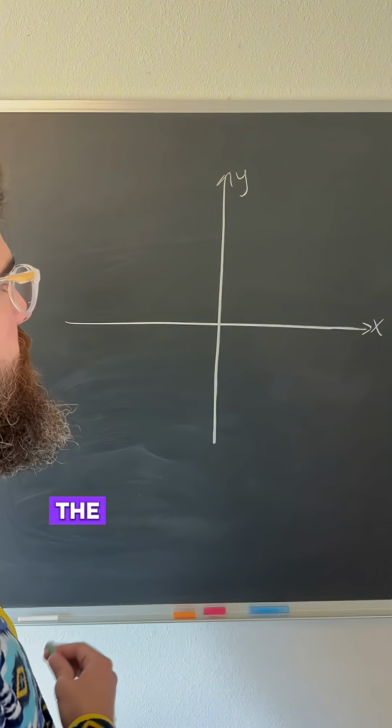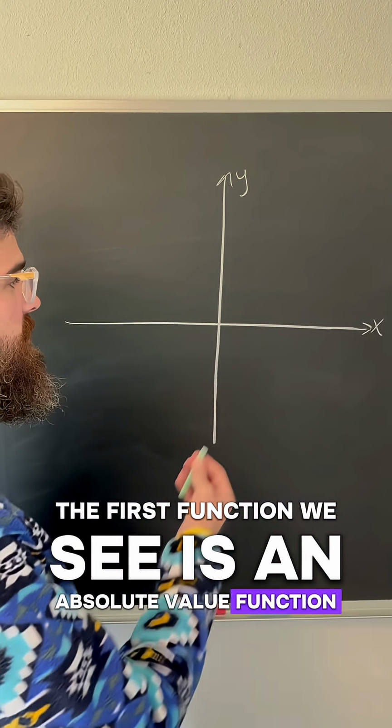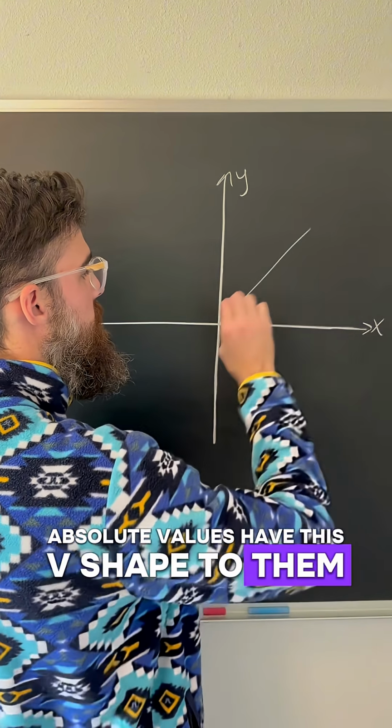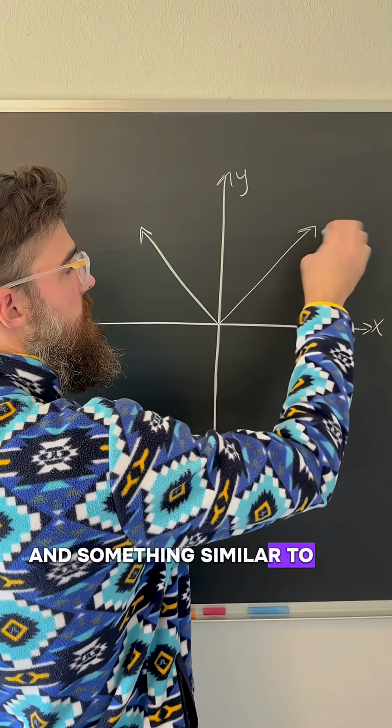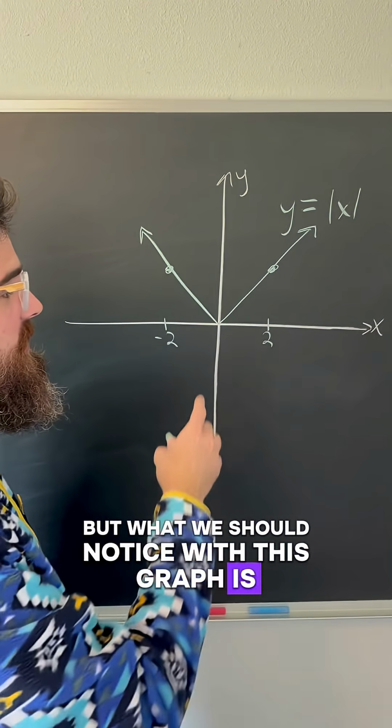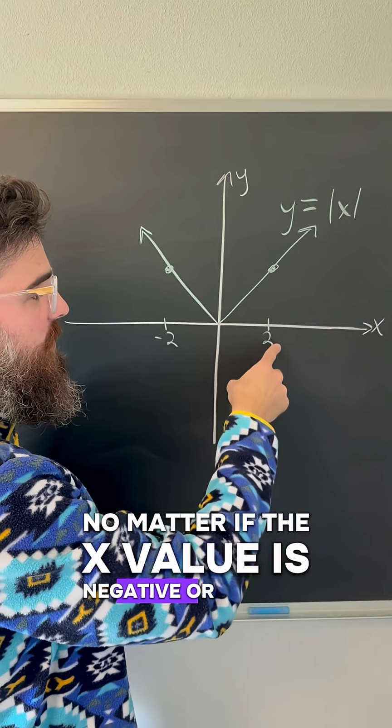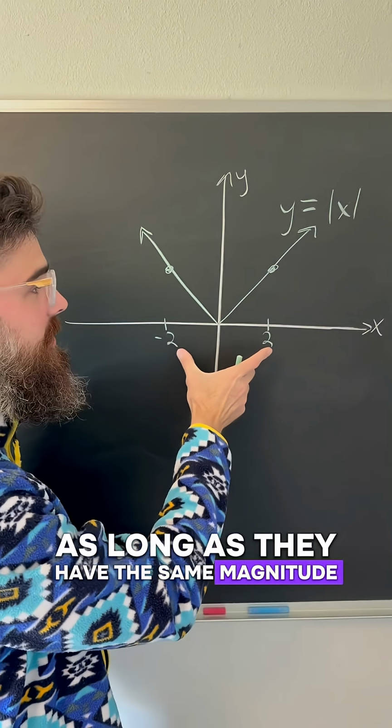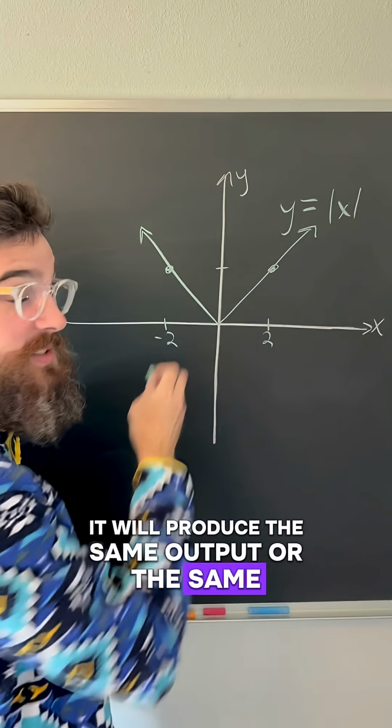Moving on to our next set, the first function we see is an absolute value function. Absolute values have this V shape to them, something similar to this. What we should notice with this graph is no matter if the x value is negative or positive, as long as they have the same magnitude, it will produce the same output or the same y value.